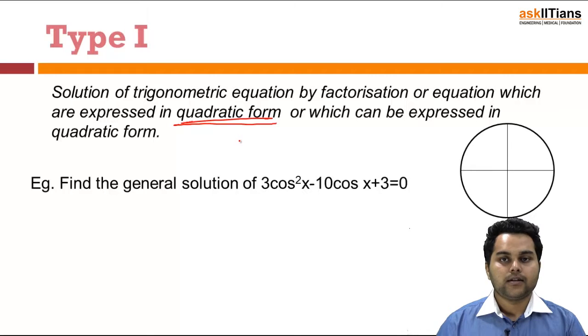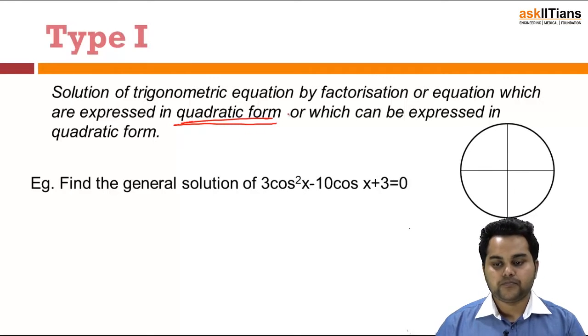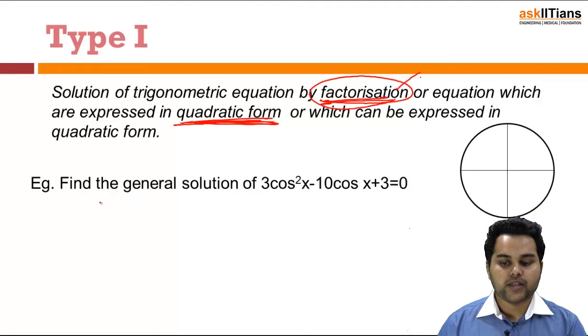I can solve by using the quadratic formula or by factorization. So it has to be in quadratic form for that. The basic thing here is factorization. Now we'll find a general solution for 3 cos square x minus 10 cos x plus 3 is equal to 0. Let's see, I'll try to factorize it.